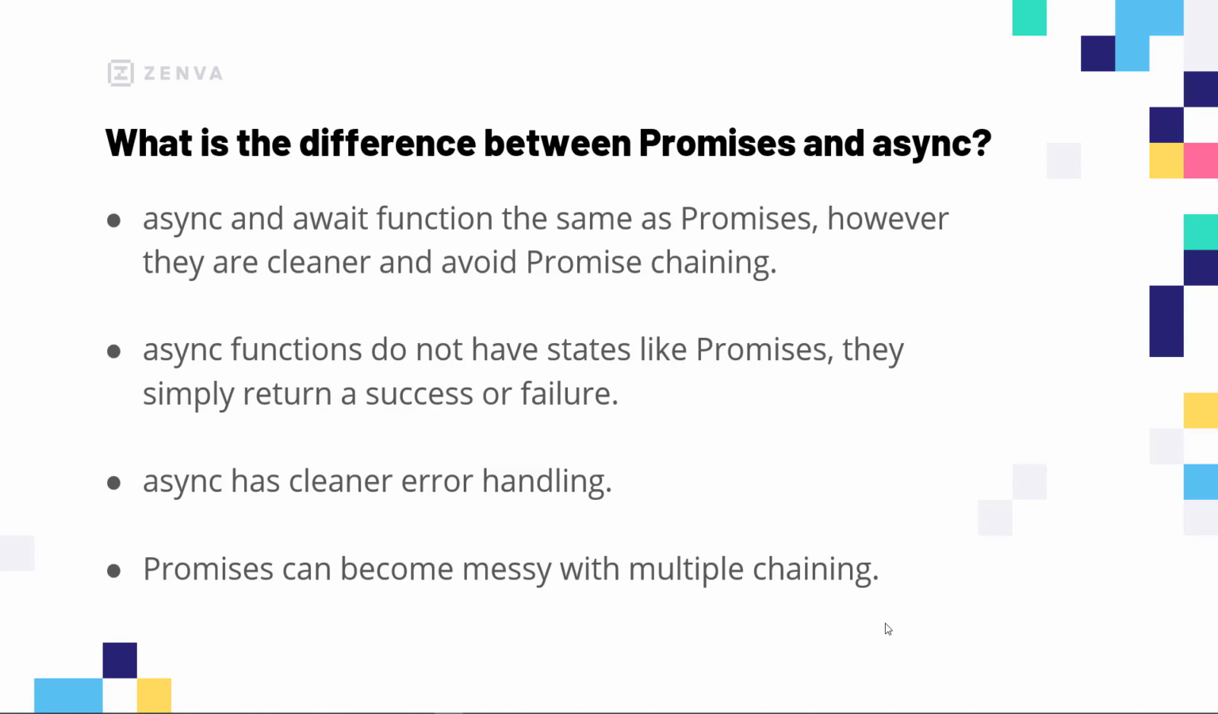Again, async and await is just so much easier to use and easier to maintain. So because of that, for the rest of the course, when we do asynchronous programming, we will be using the async and await functions. And in the next video, we will take a look at how we can do error handling for async and await.